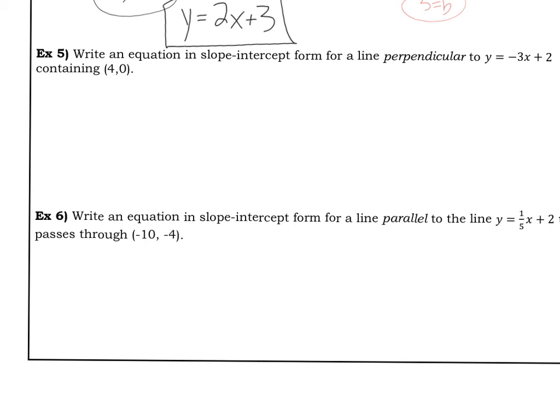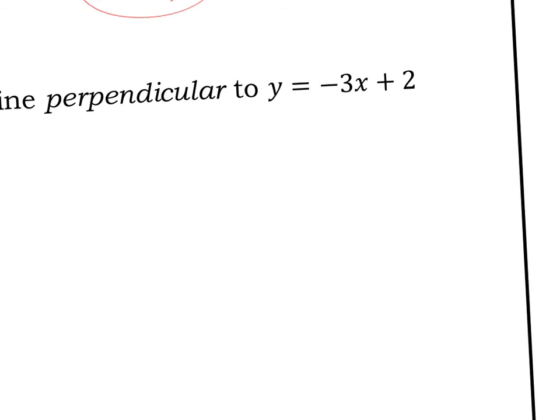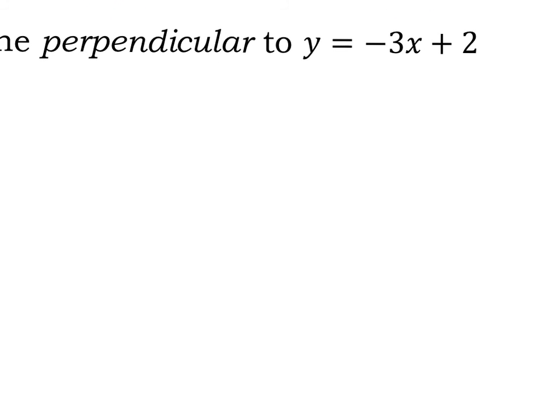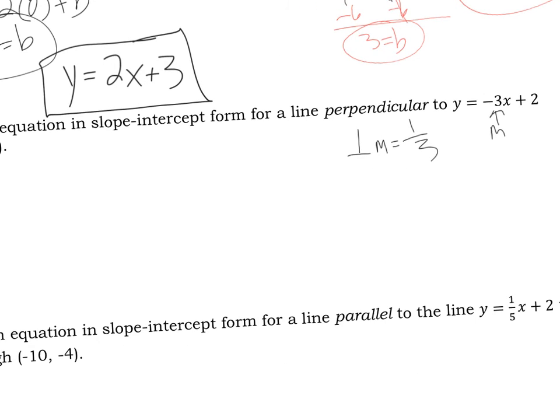Okay, example 5, write an equation in slope-intercept form for a line perpendicular to that. So if it's perpendicular, the first thing you need to do is identify your slope. My slope here is negative 3. So my perpendicular slope, that's my perpendicular symbol, is going to be opposite reciprocal, positive 1 over 3. And so there's my perpendicular slope.